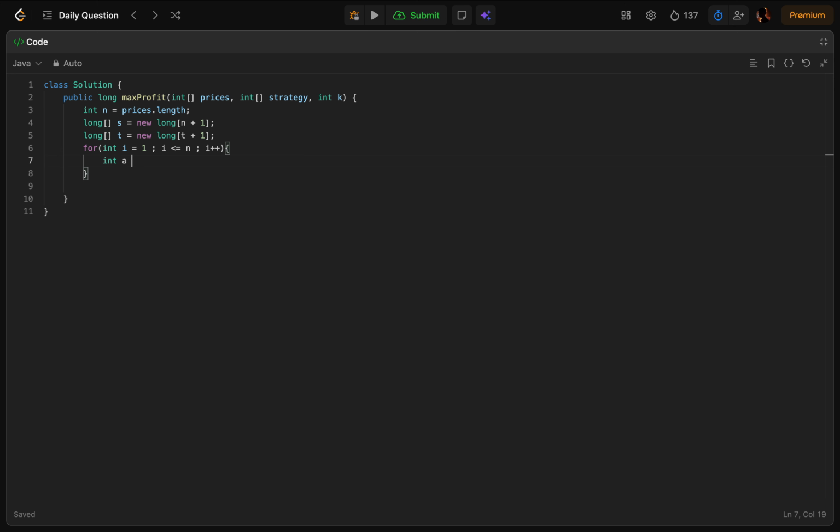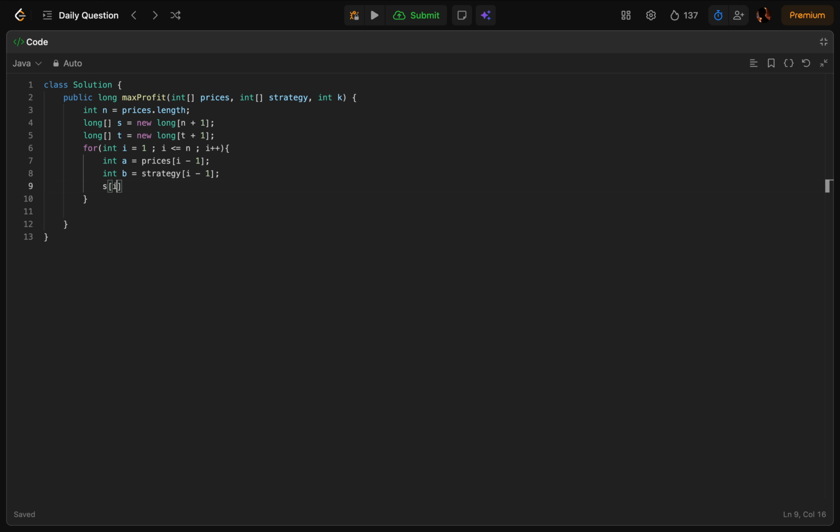So int a equals prices[i - 1], and int b equals strategy[i - 1]. So basically there are two arrays, so two variables that we will require here. And also a semicolon. Now we will be using the arrays we declared earlier, s and t.